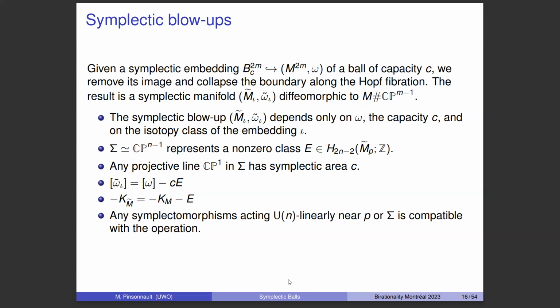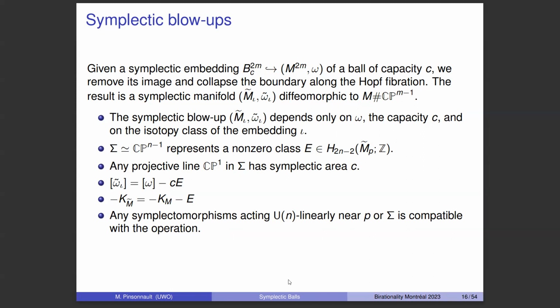And by doing so, what you end up with is an exceptional divisor, which is a copy of CP^(m-1). Oops, it should be m minus 1. Sorry, I'll do this.